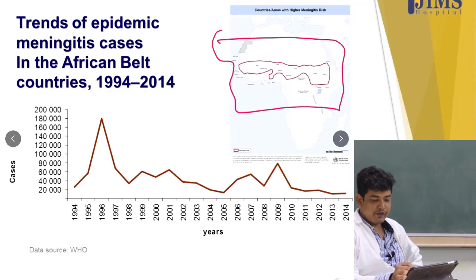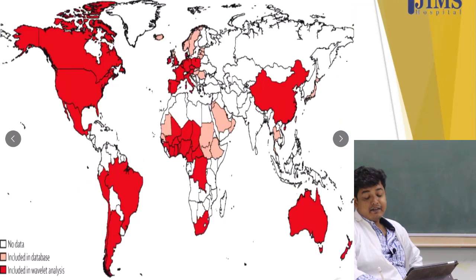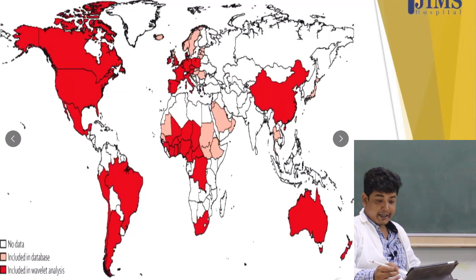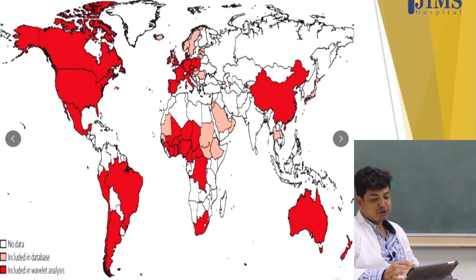plotting. We have plotted depending on the year and the number of cases we found that year. You can see there has been a spike in 1995 to 1997 in that particular belt. Again in 2009 to 2010. So every 5 to 12 years this happens. Now these are the areas where meningococcal meningitis is endemic: China, Australia, sub-Saharan Africa, Europe, North America in totality, South America.